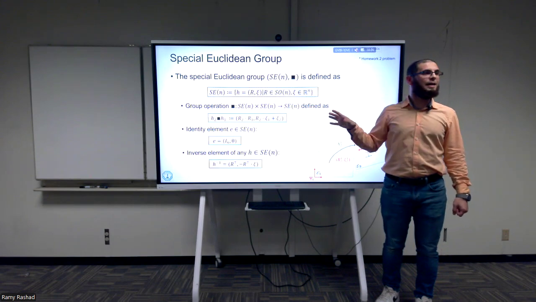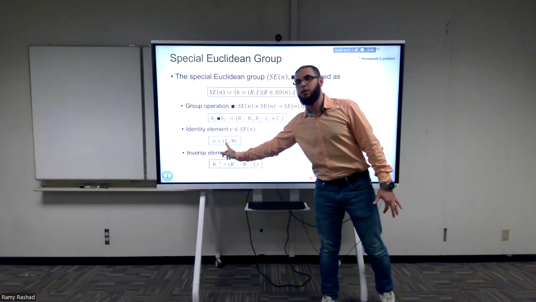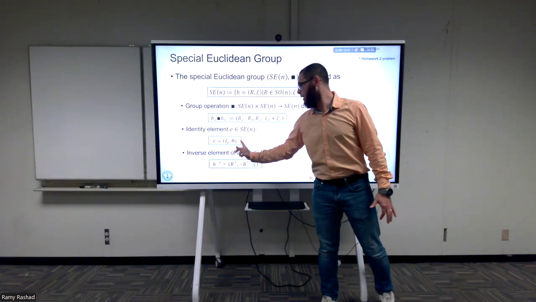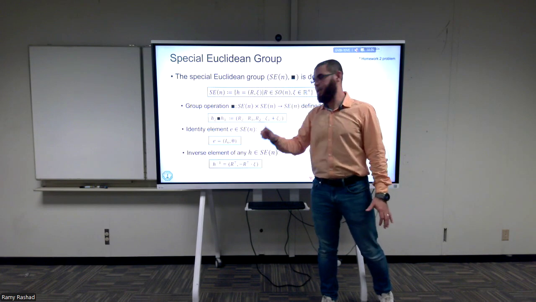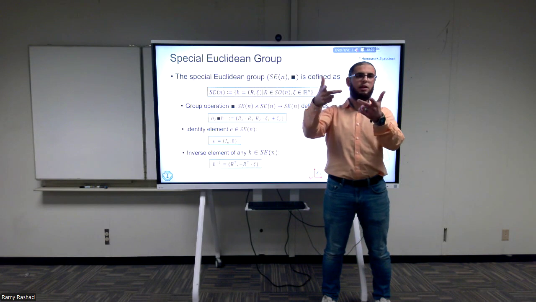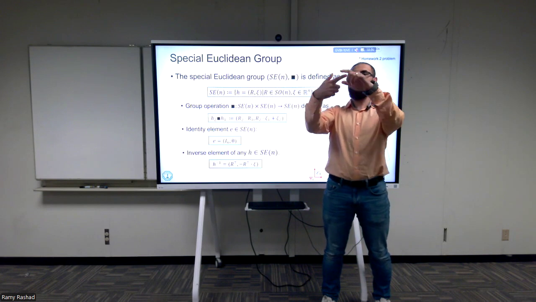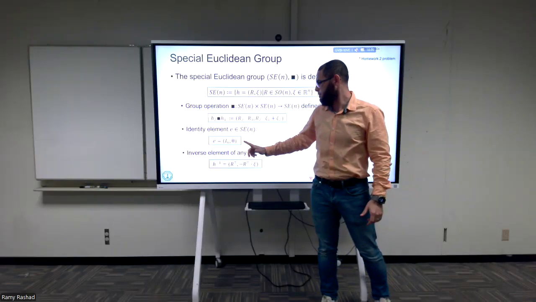Do we have an identity element on this group? Yes. The identity element is the identity element of SON and the identity element of Rn. So the identity element of Rn is the zero vector. The identity element of SON is just the identity matrix, right? It's something that if you multiply it by a vector, it does not rotate it, it does not change it. So this is what the identity element does.